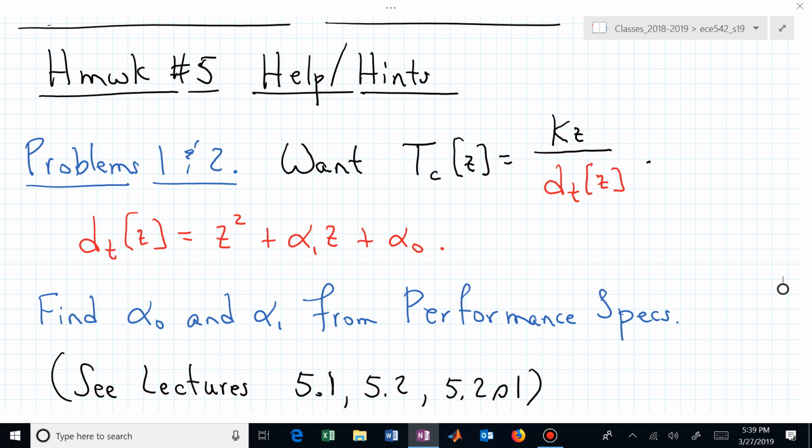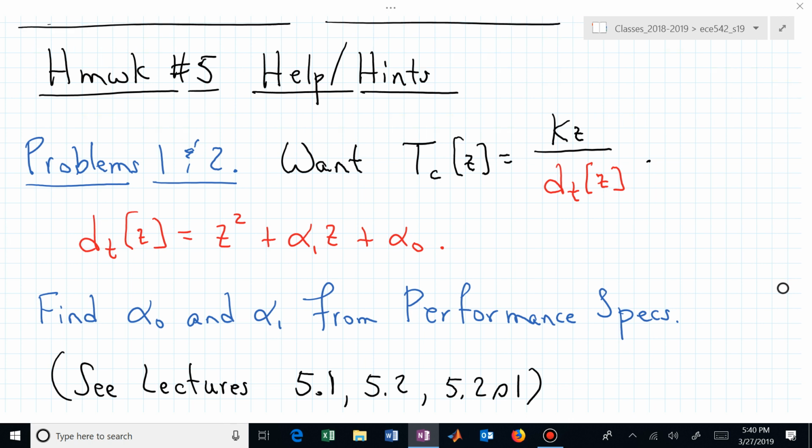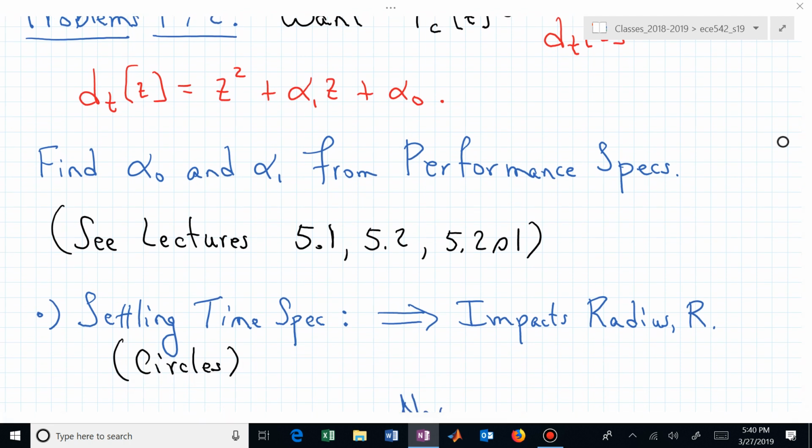I believe most of the problems, if not all of the parts of those, assume that you have a 0 at the origin. That's where the Z comes in. And now maybe you adjust or manipulate the K to try to establish, let's say, DC gain or steady state accuracy characteristics. To find what alpha 0 and alpha 1 are from the performance specs, you should be able to go back and look at lectures 5.1, 5.2, and supplemental lecture 1 relative to lecture 5.2.